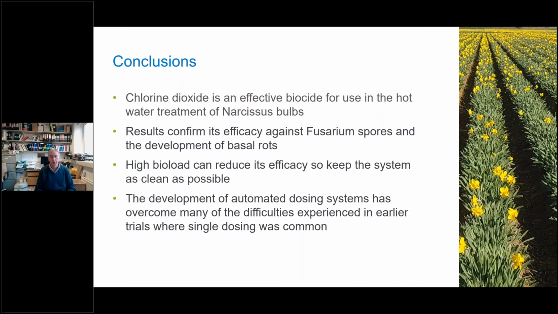It's not all good news, and we always have to remember that high bioload can reduce its efficacy. So almost my plea to growers is to keep the system as clean as possible. And the other thing that came out of this particular bit was the development of an automated dosing system. That overcame many of the difficulties that other researchers had experienced in earlier trials, where single dosing was a far more common approach. And I think it's that development of that automated system that constantly monitors the concentration of chlorine dioxide that will give confidence both to me as a researcher and to the growers as well.